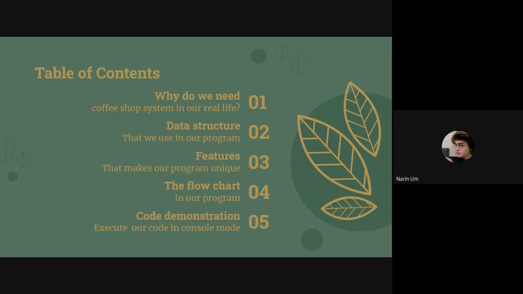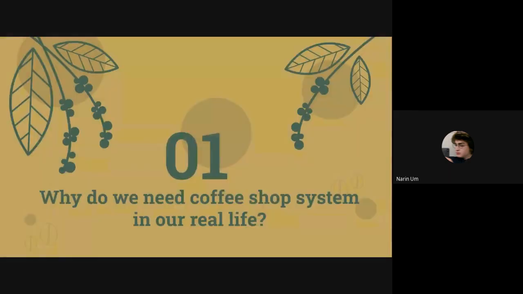The first one, we're gonna talk about why do we need coffee shop system in our real life. The second, the data structure that we use in our programs. Third, features that make our program unique. And fourth, the flowchart in our program. And the last part, we will execute our code in console mode. So now let's start with the first one: why do we need coffee shop system in our real life?